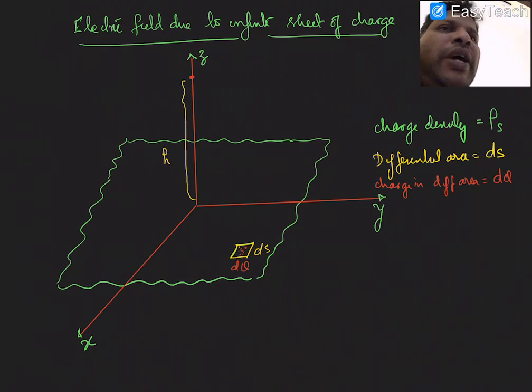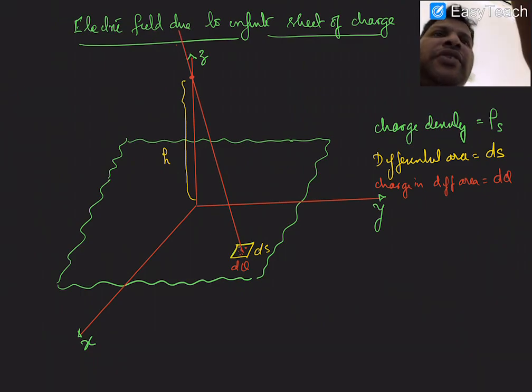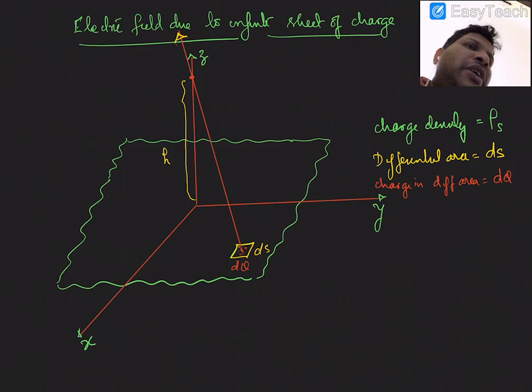So at this point you can experience some electric field. You can see here, this will be the electric field like this, and due to the small charge you can have the electric field which is dE.